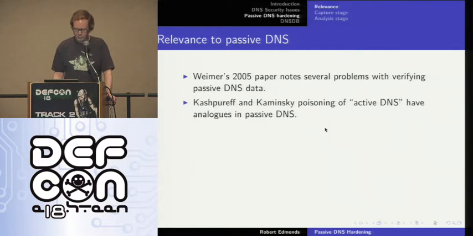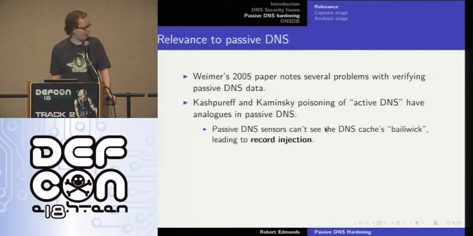So we have the two problems in passive DNS that are sort of analogous to the two problems in active DNS. And the problem with Kashpureff poisoning in passive DNS is that we can't see the DNS cache's internal state, so we can't recover what's called the bailiwick that the cache associated with a particular response. Bailiwick is entirely in the eye of the beholder. And this leads to a problem we call record injection.